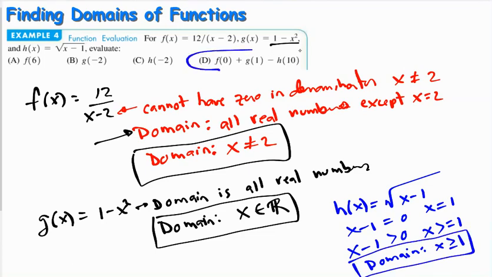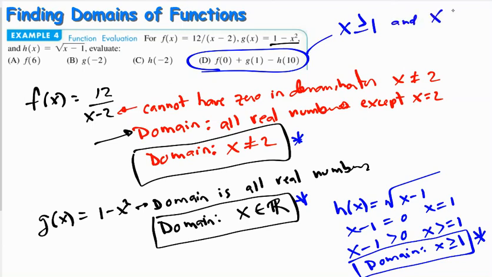And part D combines all of these functions. So we would say that the domain is the combination of all three of these, or the intersection of all three of these. And we see that for part D, x is greater than or equal to 1, and x is not equal to 2.